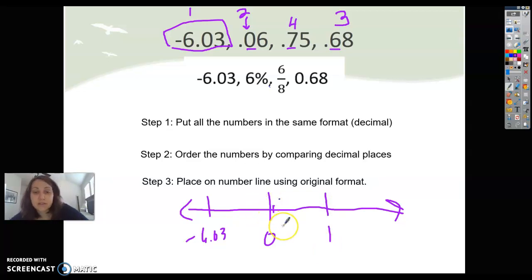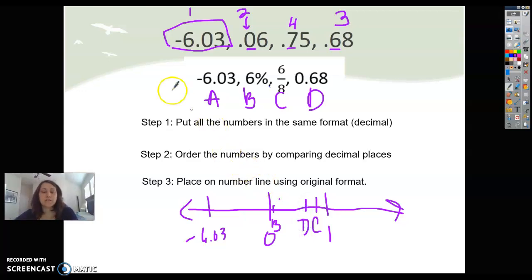Okay. So I'm going to label these with letters. So this would be B. And then 75, 75/100 would be over here. So that's C. And then D would be close to that. Okay.